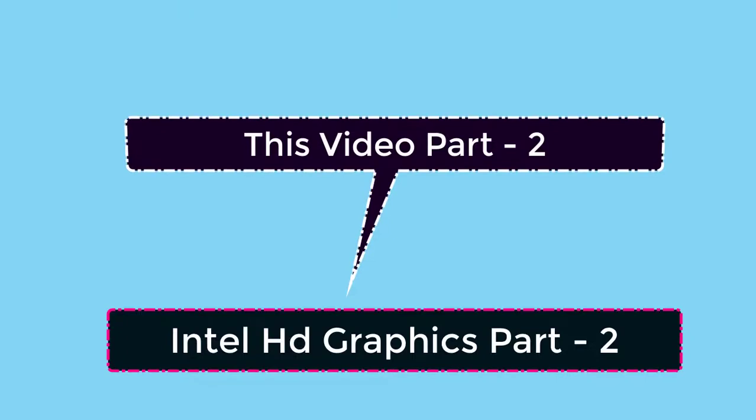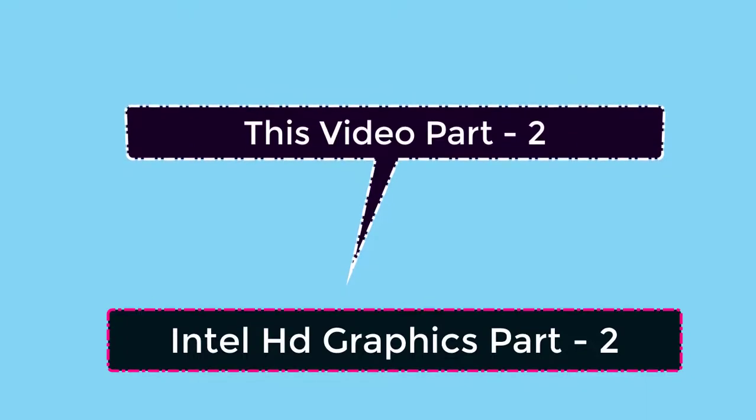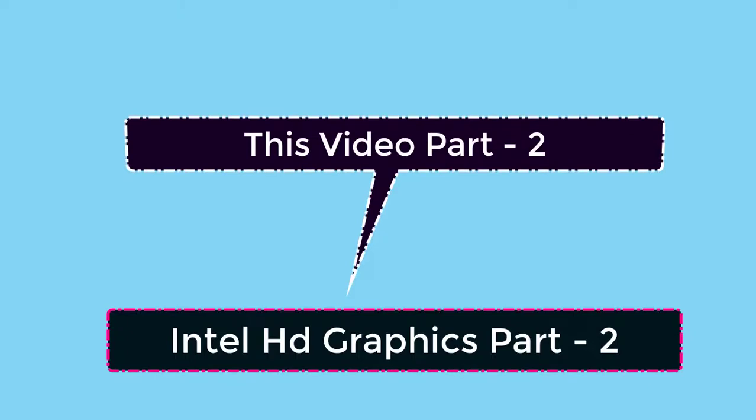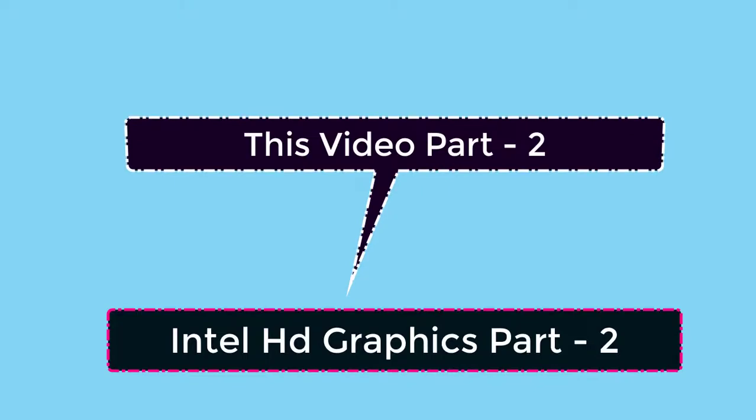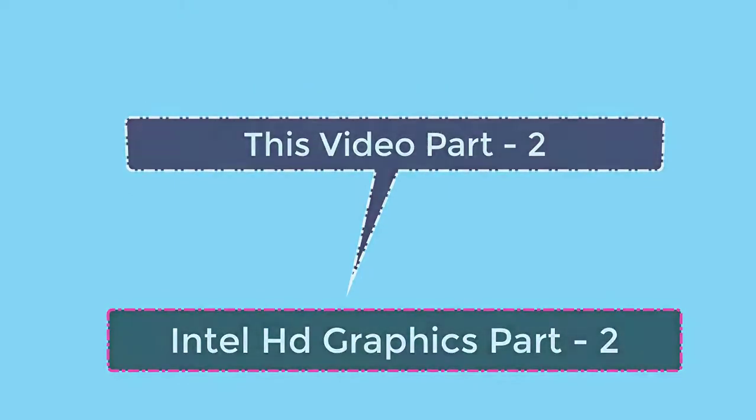So I already told you this in Intel HD graphics part 1. So this continues Intel HD graphics part 2, inside the settings. So let's start and understand how many types of Intel HD graphics settings are available now. So let's start and continue this video.